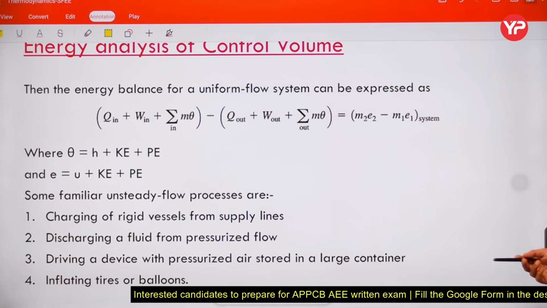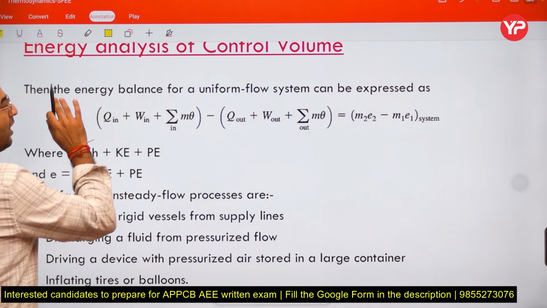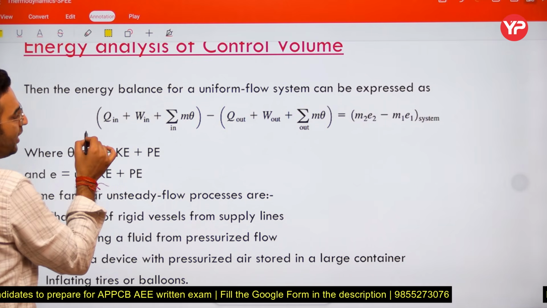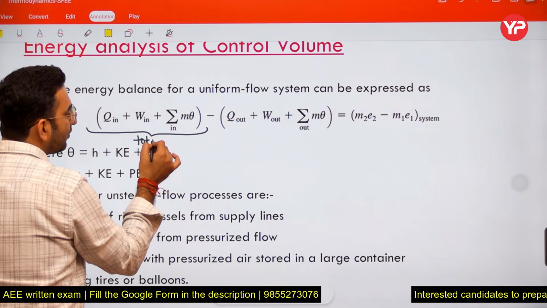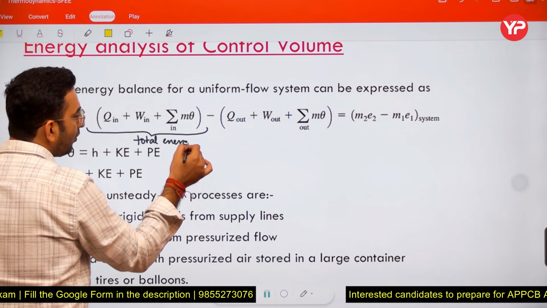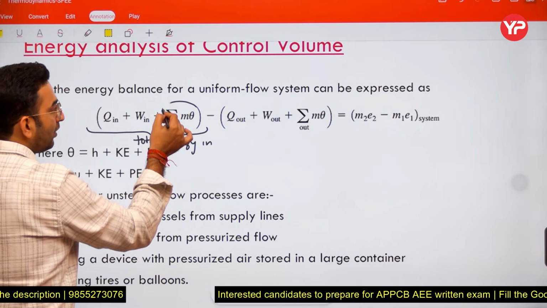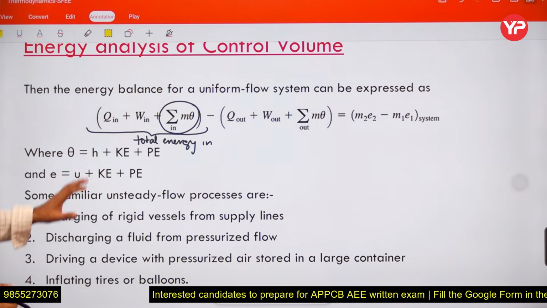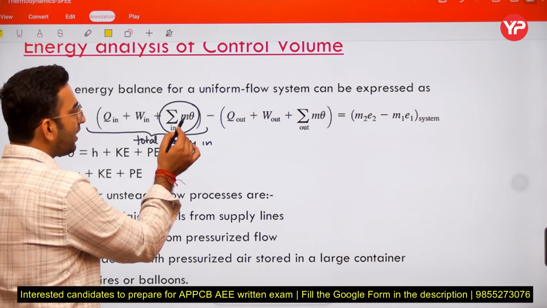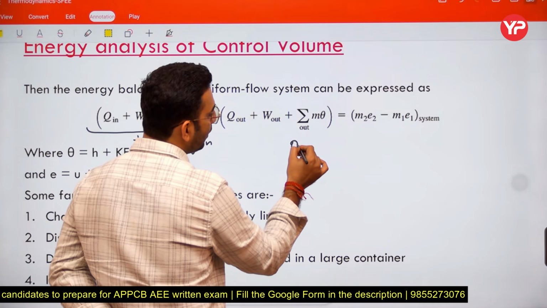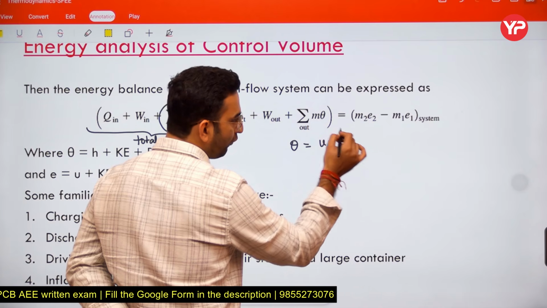Here you can see this is a general expression for an unsteady flow. The first term is representing the total energy in. So total energy in is basically a summation of the individual terms. Just see the individual terms here. What is it representing? First, theta. Theta is actually representing the internal energy of the fluid plus flow work.